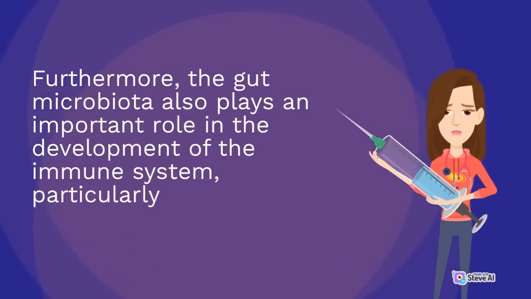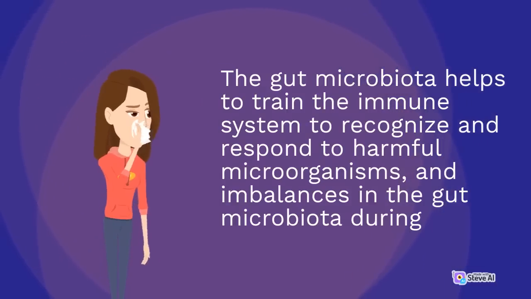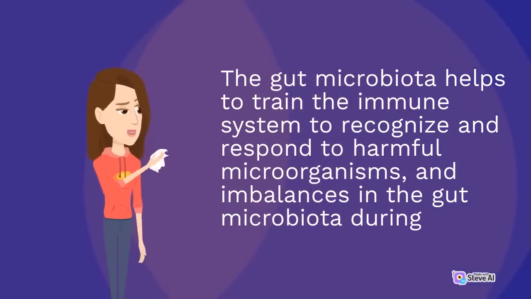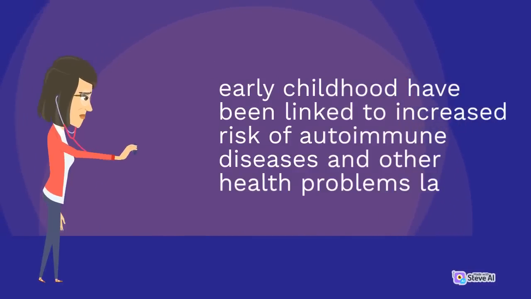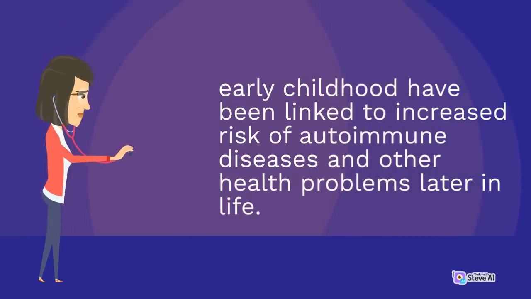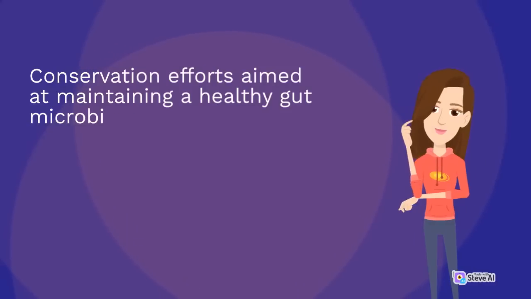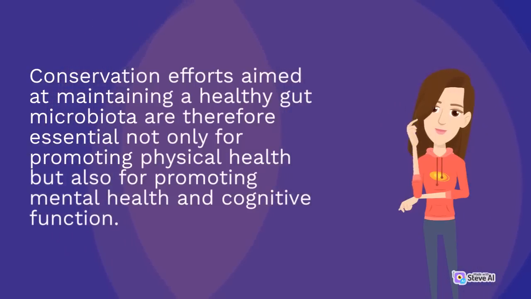Furthermore, the gut microbiota also plays an important role in the development of the immune system, particularly in early childhood. The gut microbiota helps to train the immune system to recognize and respond to harmful microorganisms, and imbalances in the gut microbiota during early childhood have been linked to increased risk of autoimmune diseases and other health problems later in life. Conservation efforts aimed at maintaining a healthy gut microbiota are therefore essential not only for promoting physical health but also for promoting mental health and cognitive function.